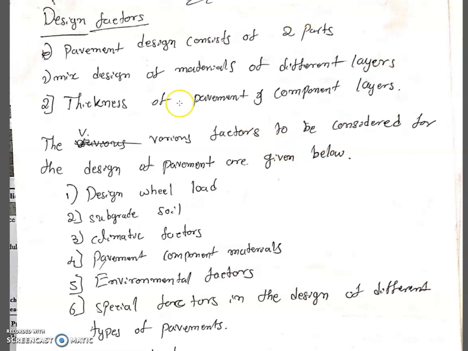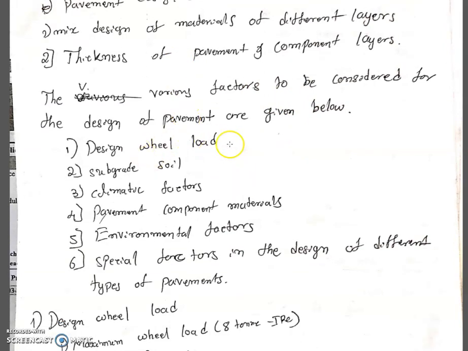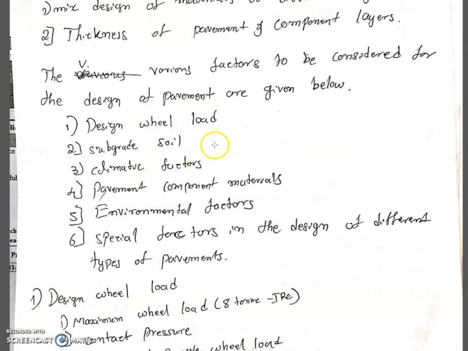What are the factors affecting the pavement design? Wheel load, subgrade soil, that is CBR, climatic factors, rainfall, frost, fog, or water table, higher water table, all those things. Pavement component materials, that is basically your aggregates, bitumen, soil, and environmental factors. Next, special factors in design of different types of pavements: the flexible pavement is designed mainly for compressive strengths. If it is rigid, it is for flexural stress.